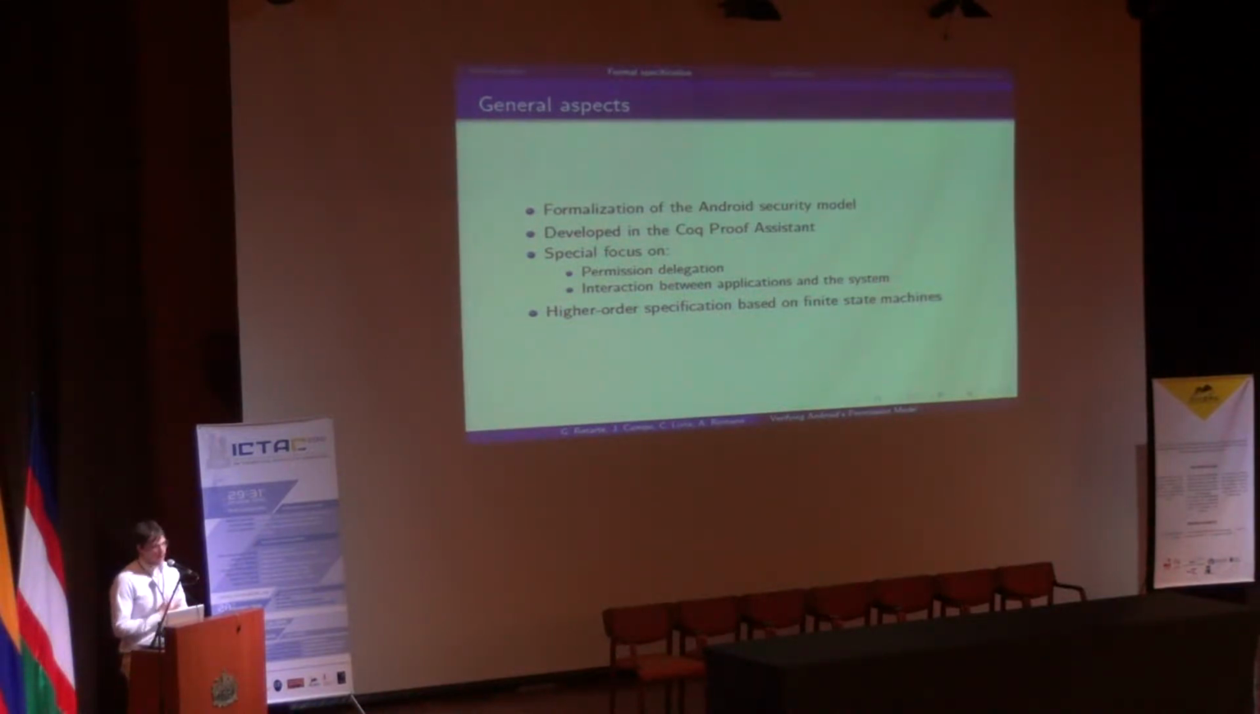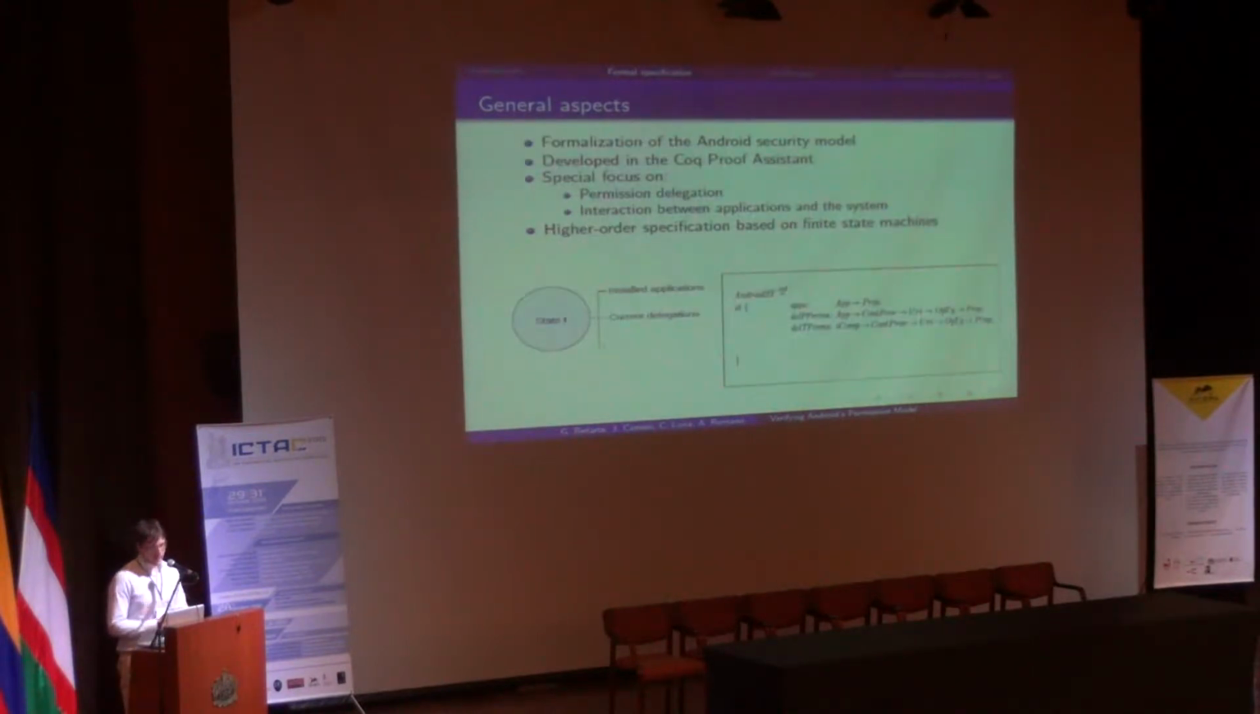Well, in a nutshell, our specification is a very simple one, and it is based on finite state machines, in such a way that a system state is defined by several variables. For example, the installed applications, the permission delegation taking place, and several others. In the Coq proof assistant, this is represented with a record type that consists of several fields that represent these variables.